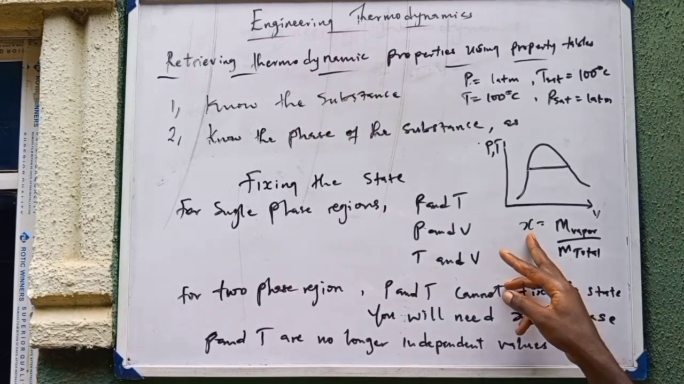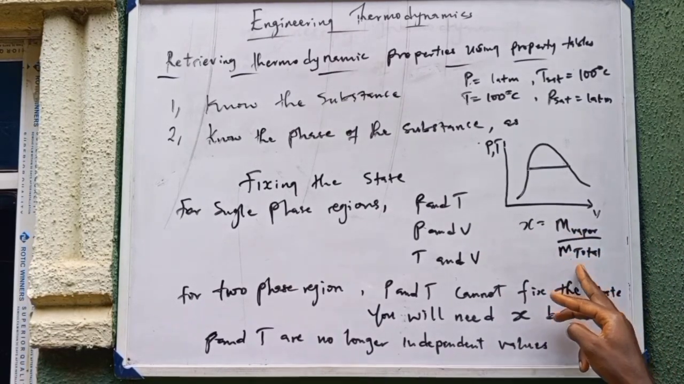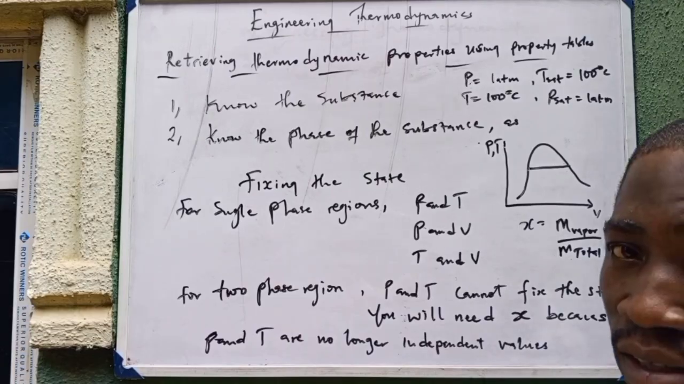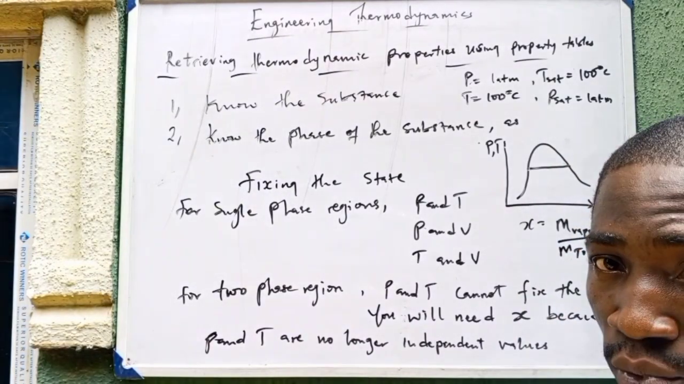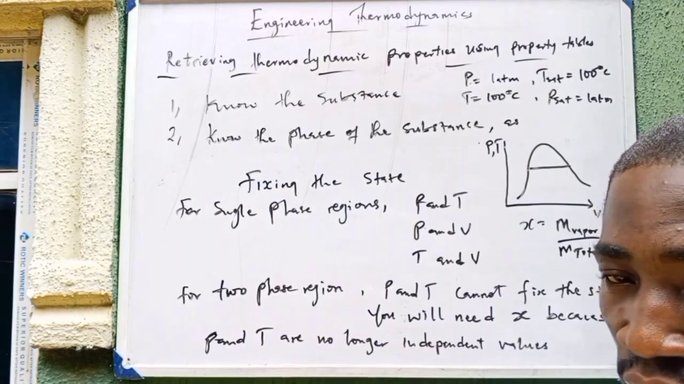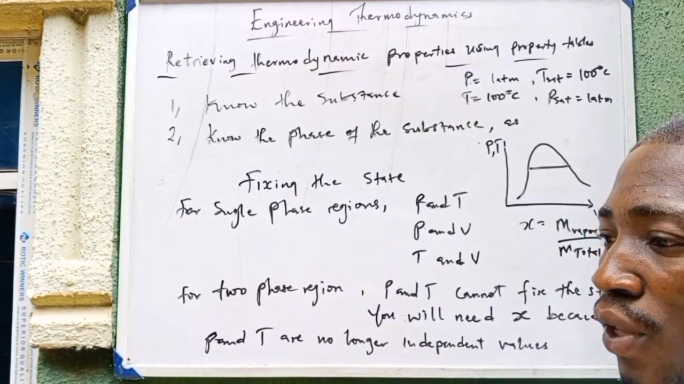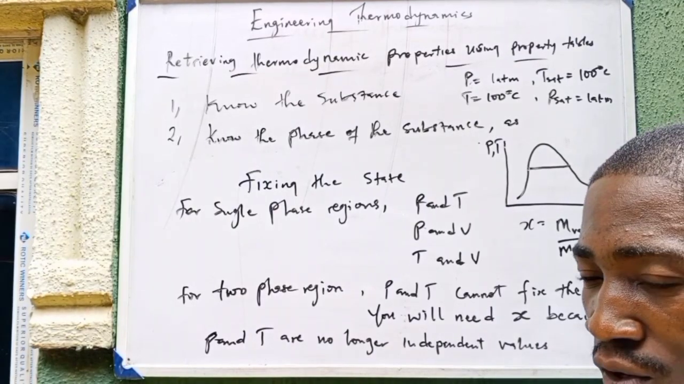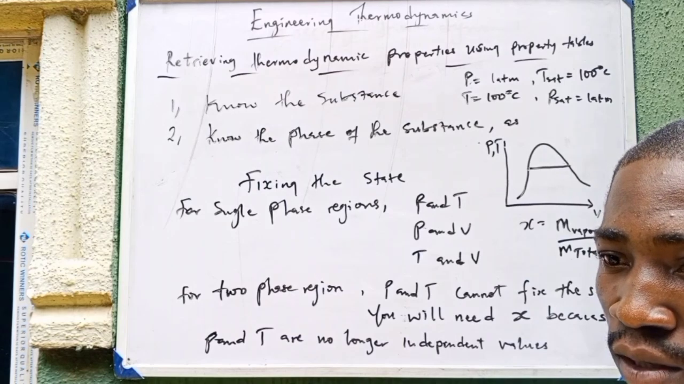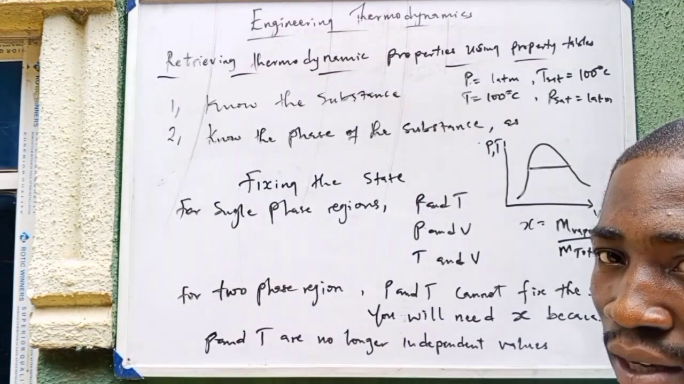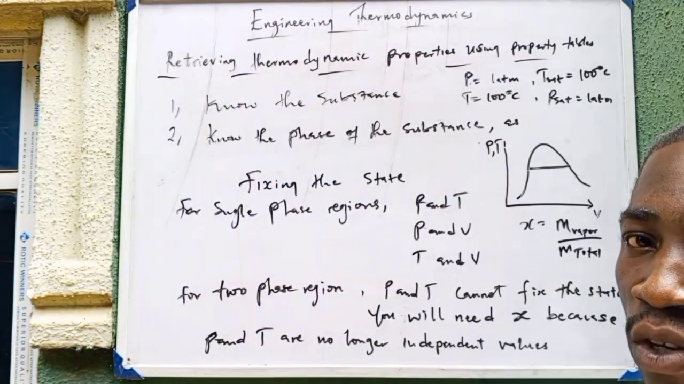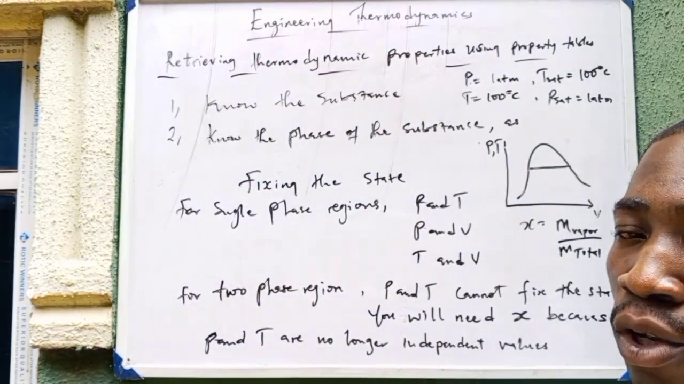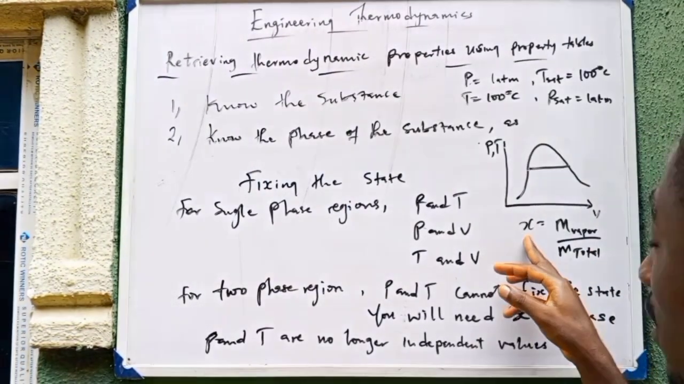Here's the formula for X: mass of vapor over total mass. When liquid is changing to vapor, it's a gradual process. Everything does not just change immediately. So as it is changing, the mass of vapor formed at that moment is divided by the total mass. The total mass here includes both the mass of vapor and the mass of liquid. So it's a ratio of the mass of vapor to the total mass, and that gives you your what?